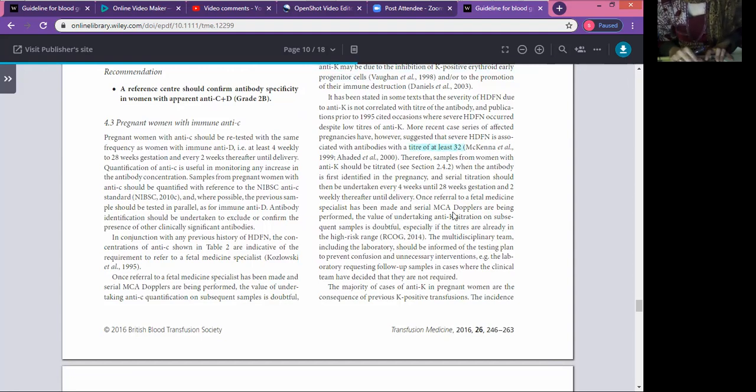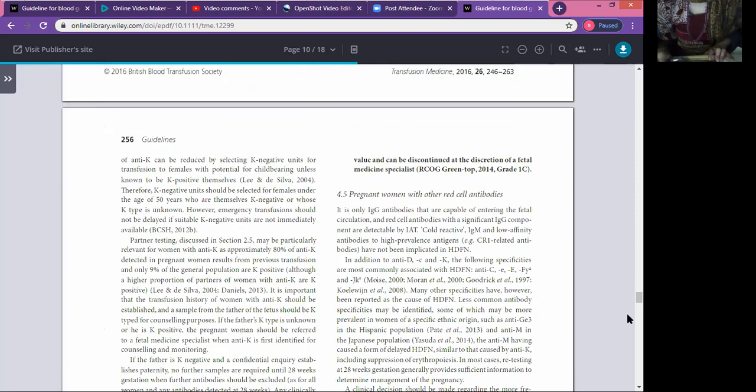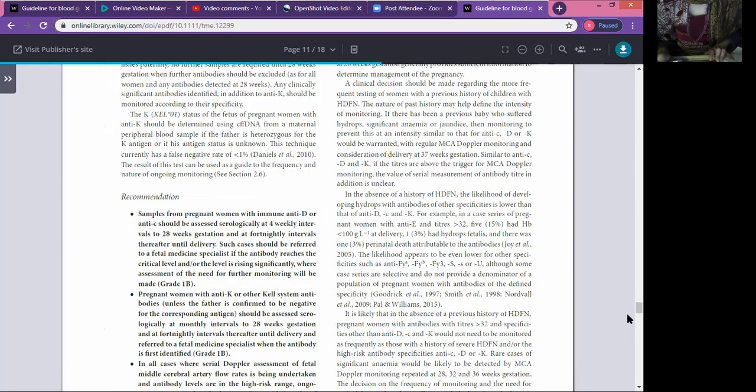And after the referral is made to a fetal medicine specialist, the antibody is routinely identified, but it is not quantified in all the cases of anti-D, small c, and KEL, because the titer is not very important. But now the fetus needs monitoring for any sort of fetal anemia.